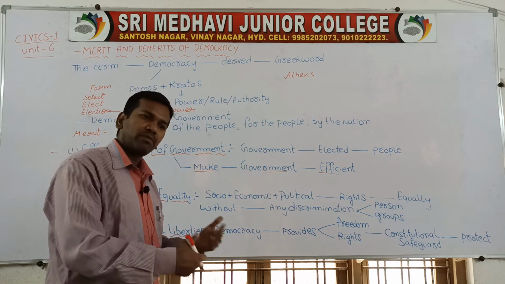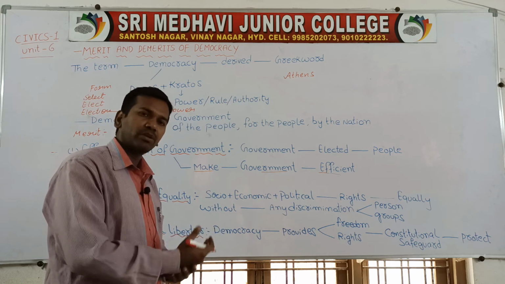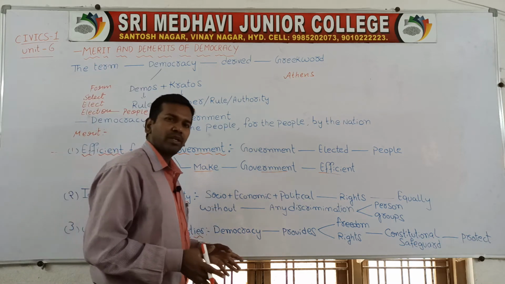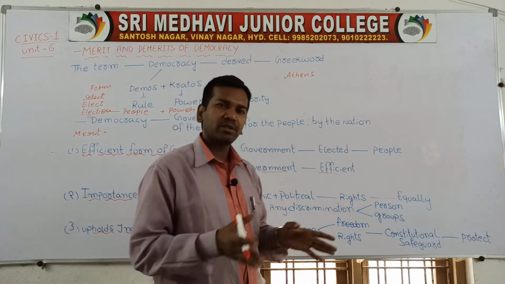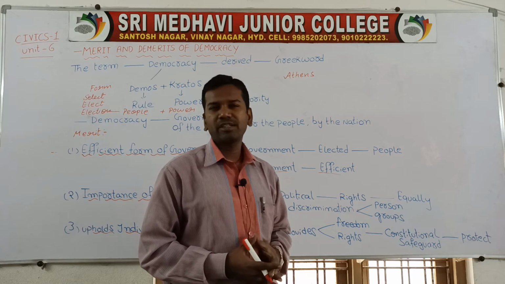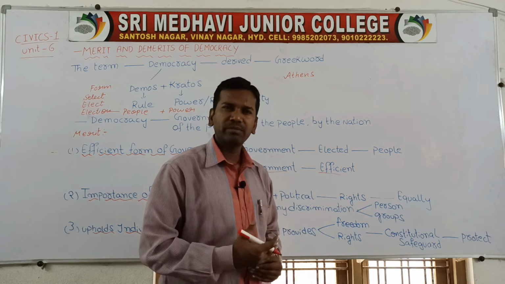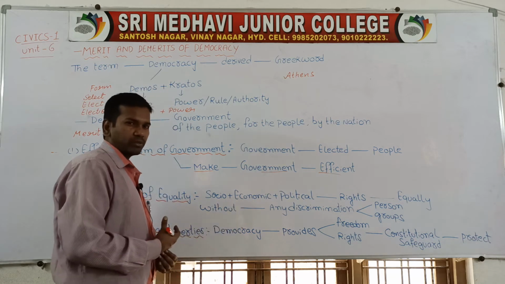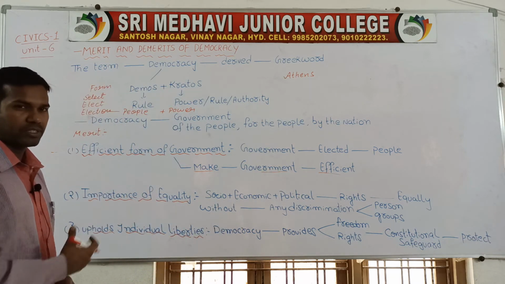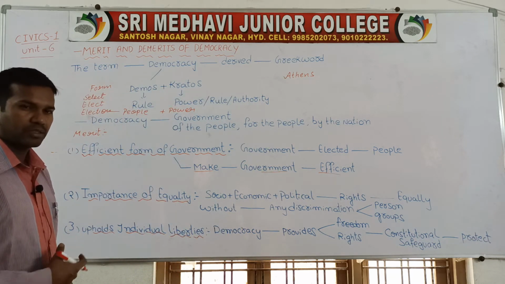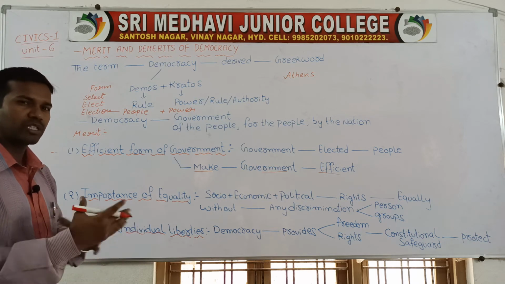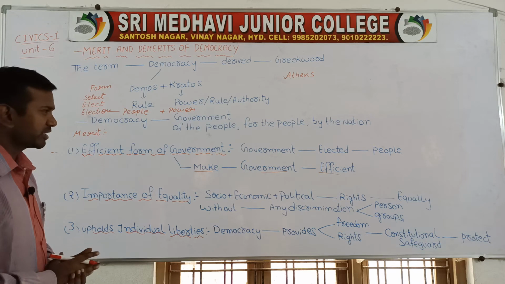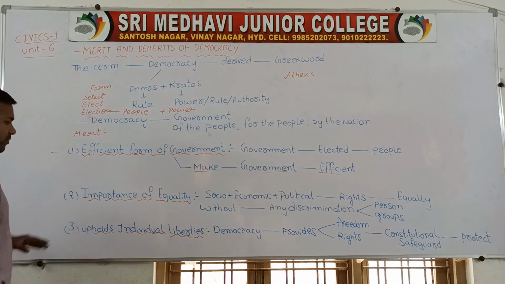If the government works efficiently, who will decide whether the government is working efficiently or not? It is decided only by the people. Okay, the people alone will decide whether the government is working efficiently or not. If the people feel that the government is efficient, again they will give the contract to the government to form and to rule. That is a social contract between the people and the representatives for the period of how many years? 5 years. So, efficient form.